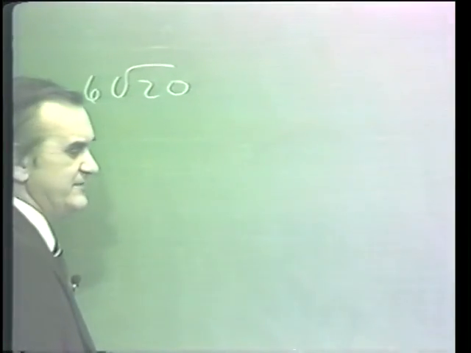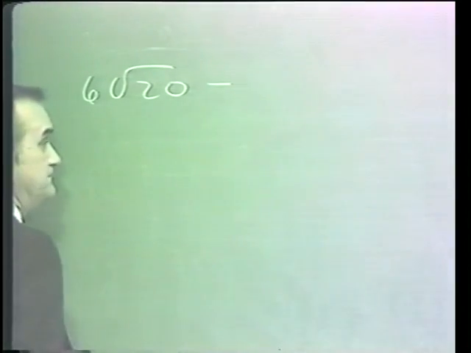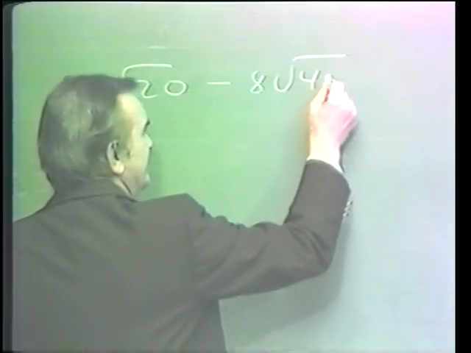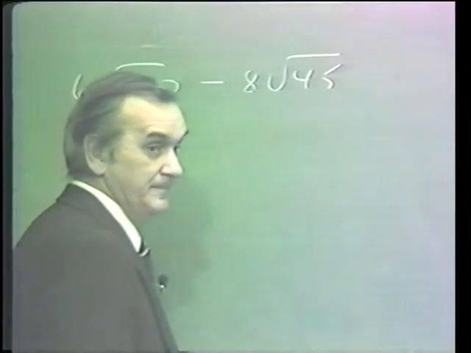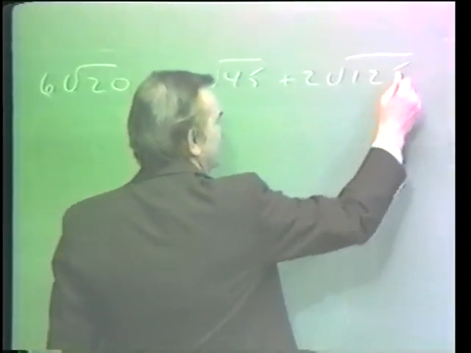Let's try this one. 6 square roots of 20 minus 8 square roots of 45 plus 2 square roots of 125.